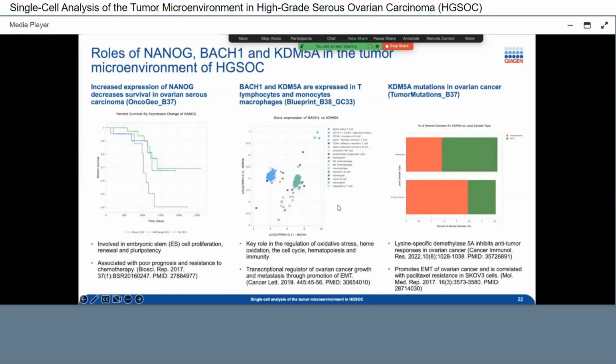What's important is that BAC1 is involved in the regulation of oxidative stress, which is a very key factor in progression of tumor, cell cycle, hematopoiesis, and immunity. And recently, the transcription regulator BAC1 has been shown to promote EMT in ovarian carcinoma. Let's look at KDM5A, which is a lysine-specific demethylase. Well, it inhibits the anti-tumor response in ovarian carcinoma. It's a recent paper in 2022. And it can also promote EMT. And it's correlated to chemoresistance, as we know when you use these cell lines.